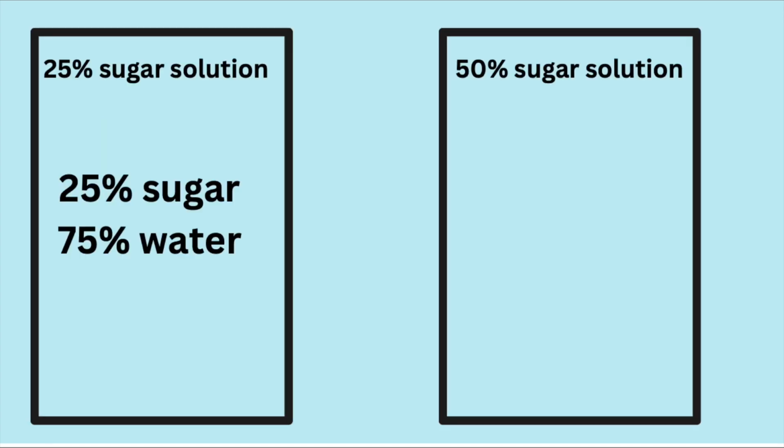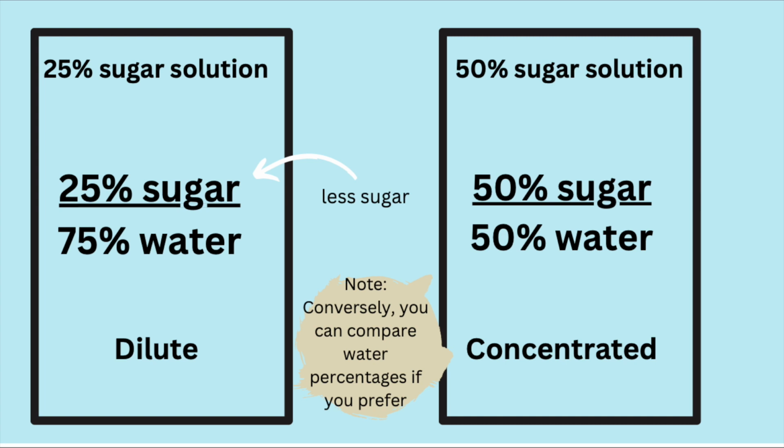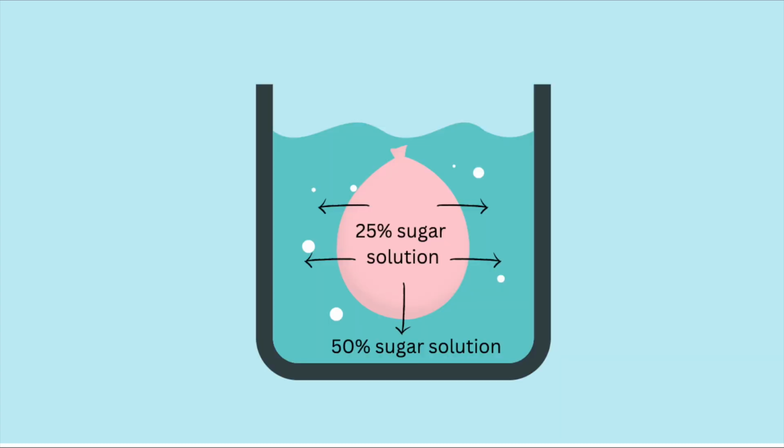Why? The 25% sugar solution has 25% sugar and 75% water. The 50% sugar solution has 50% sugar and 50% water, making the 25% sugar solution dilute since it has less sugar than the 50% sugar solution. It's important to keep in mind that we're figuring out which solution is dilute and concentrated compared to each other. Now, remember we said that during osmosis, water travels from a dilute region to a concentrated region. So it'll travel from the 25% sugar solution to the 50% sugar solution. The goal is to make the concentration equal on both sides.